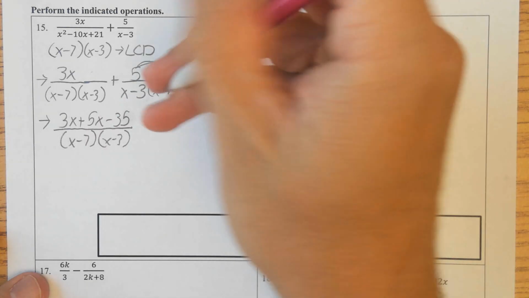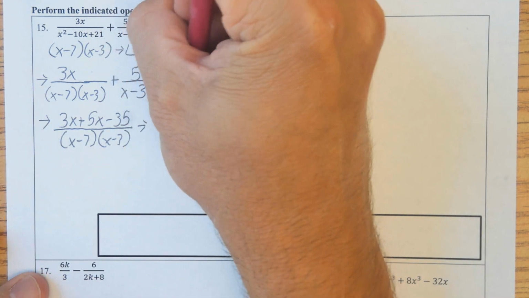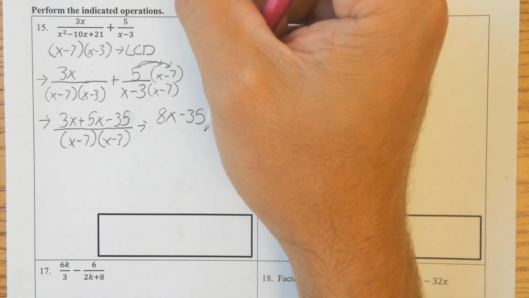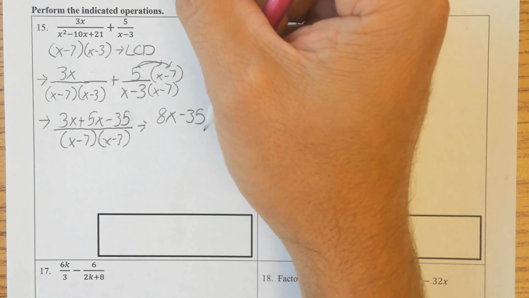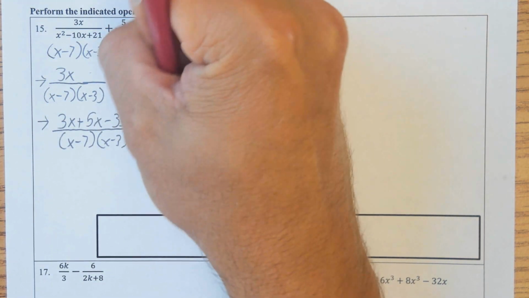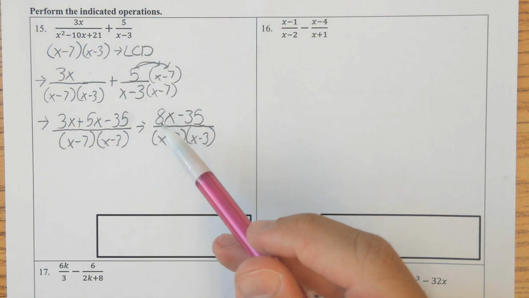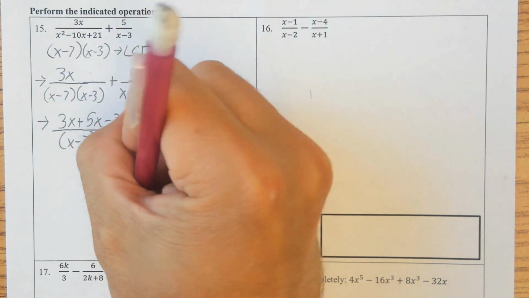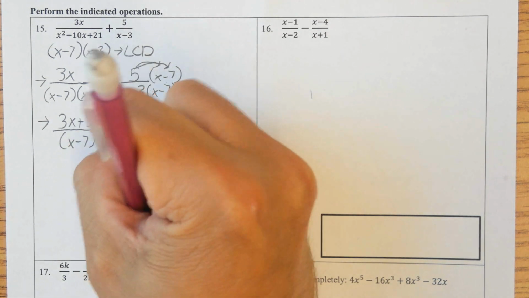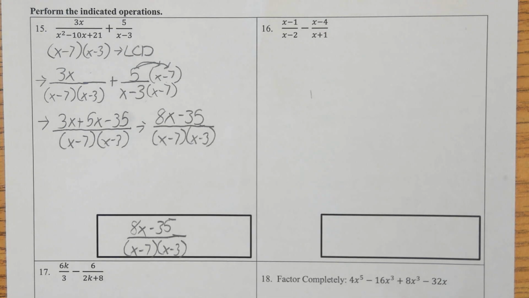Combine like terms here, and that's going to give you 8x minus 35 all over x minus 7 times x minus 3. There's nothing I can do to factor anything out of the top here, so your final answer is just going to be 8x minus 35 over x minus 7 times x minus 3.